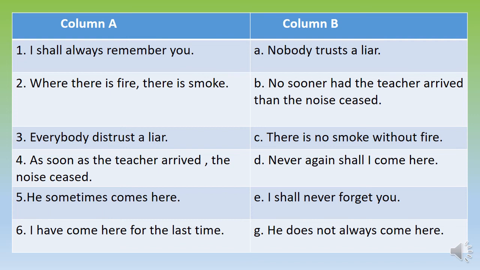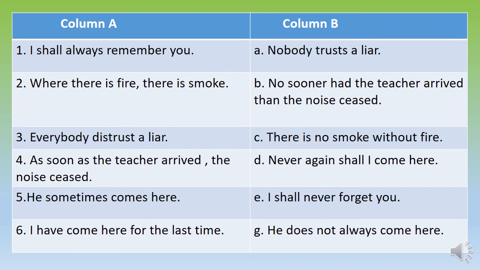And in column B we have 6 sentences as well. They are number A, nobody trusts a liar. Number B, no sooner had the teacher arrived than the noise ceased. Number C, there is no smoke without fire. Number D, never again shall I come here. Number E, I shall never forget you. And number F, he does not always come here. Now we have to match the sentences according to their meaning from column A to column B.